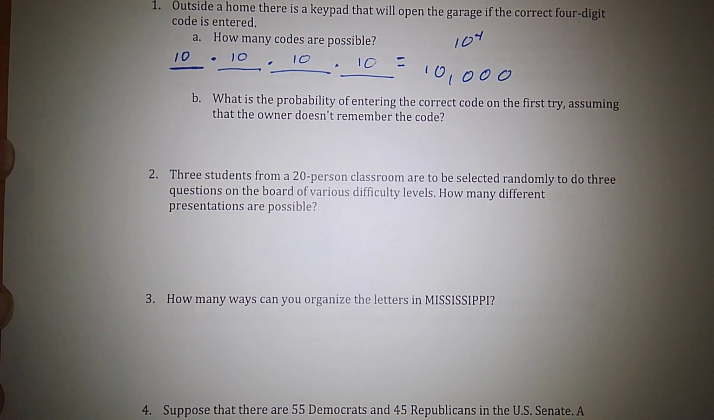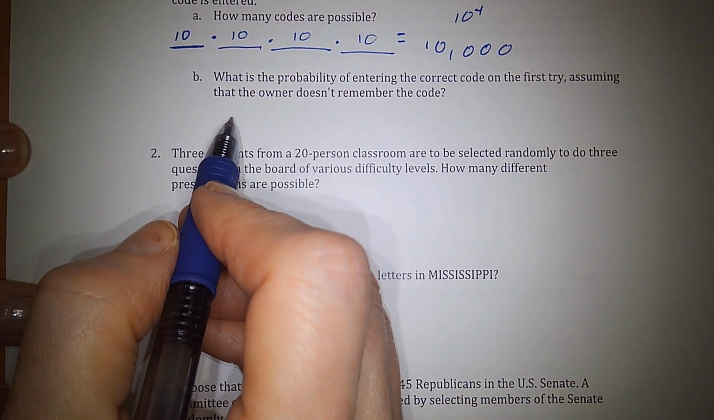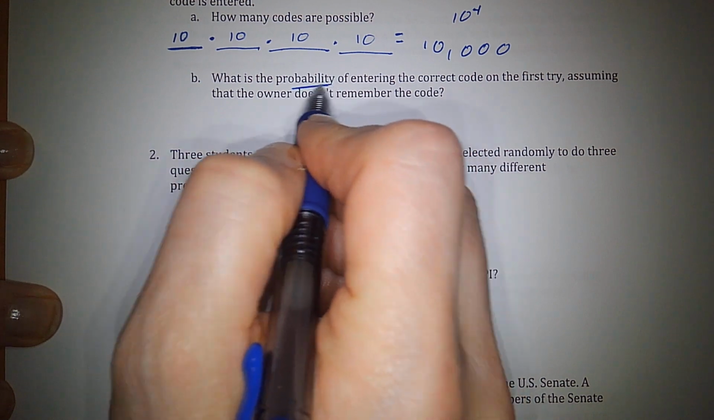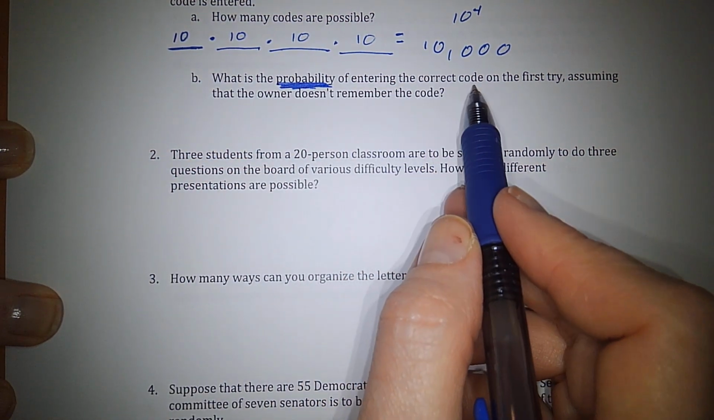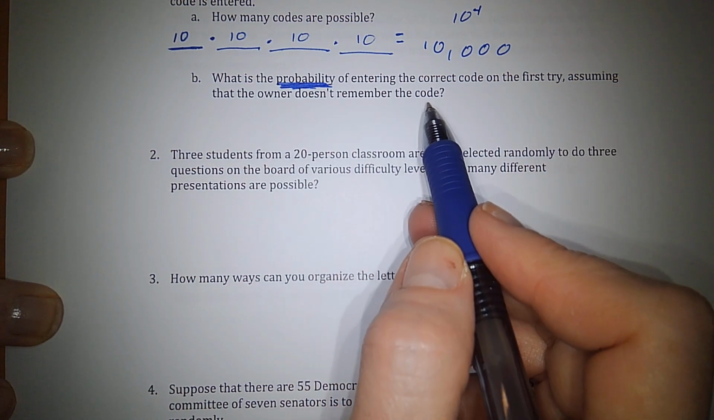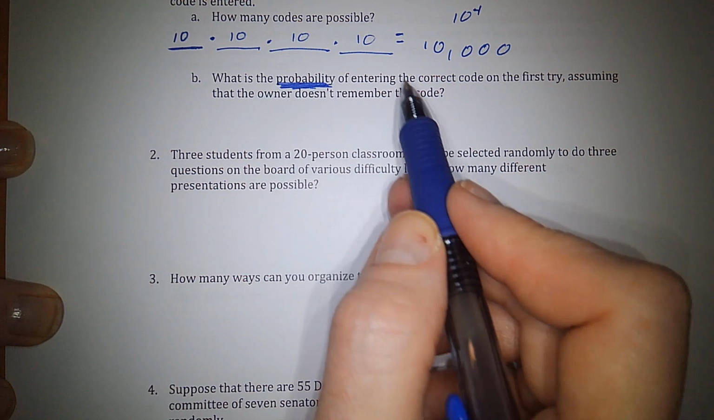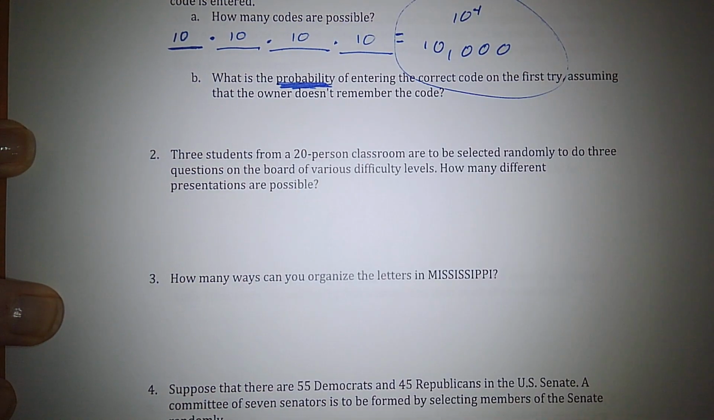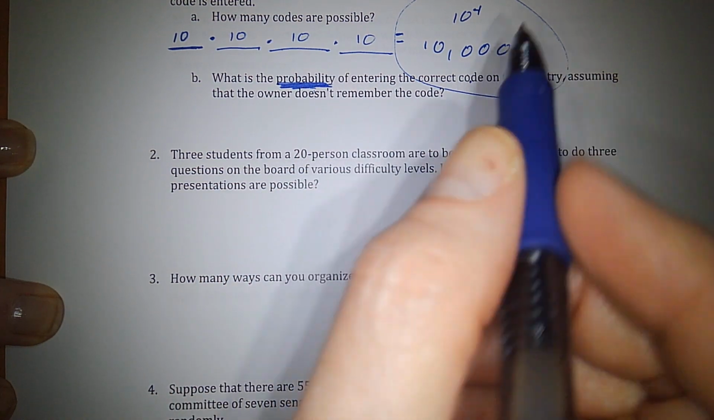Now, there are 3 students from Part B. So what is the probability? Now it's asking for the probability. So what is the probability of entering the correct code on the first try, assuming the owner doesn't remember the code? Okay, so it's not asking for how many ways the codes could be correct. It's saying what's the probability that I'll get this right on the first try.